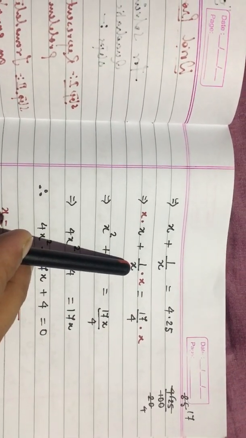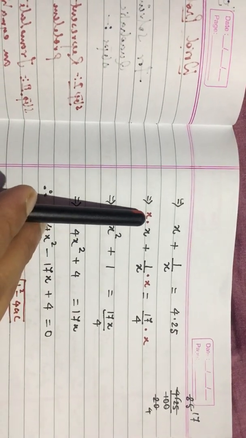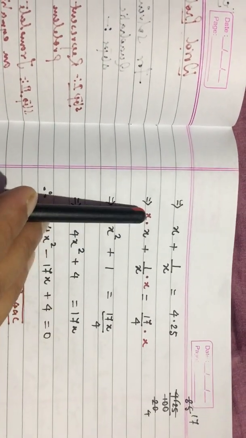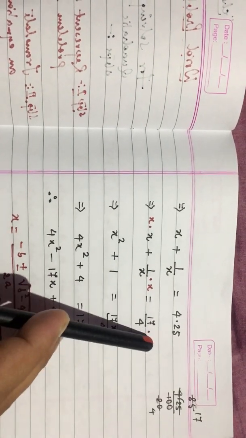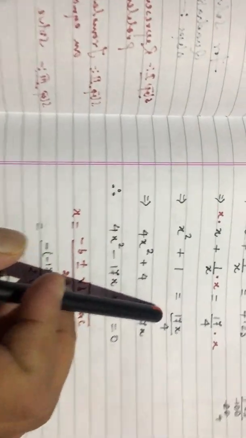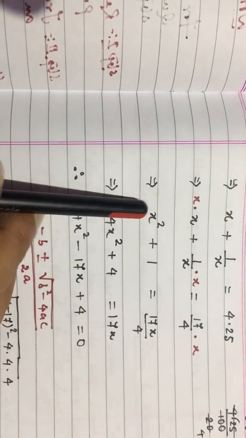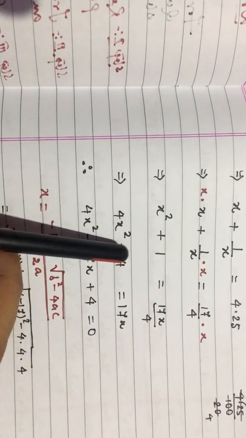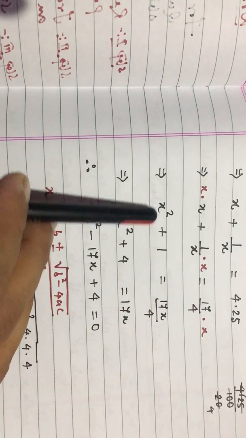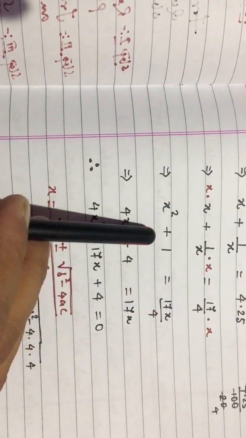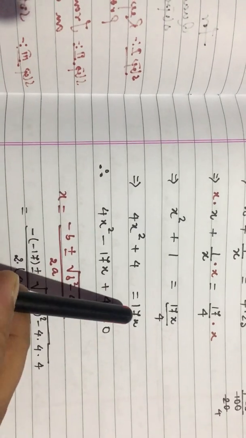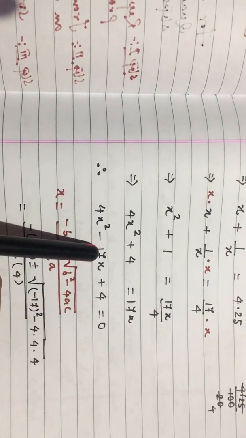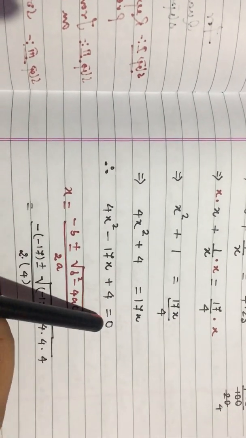Now for removing this x, multiply each term of both sides by x. x into x is x square, x cancels and 1 is left, and 17 into x is 17x by 4. Now cross multiplying, 4 into x square is 4x square, 4 into 1 is 4, and 17x into 1 is 17x. So 4x square plus 4 equals 17x; transferring this side, 4x square minus 17x plus 4 equals 0.